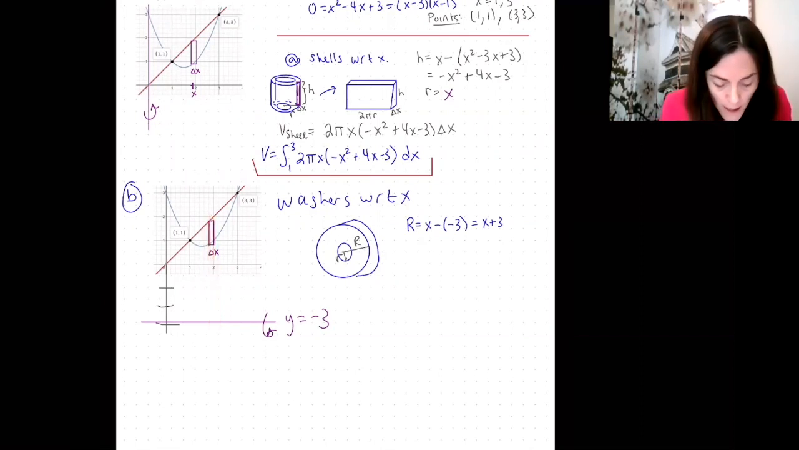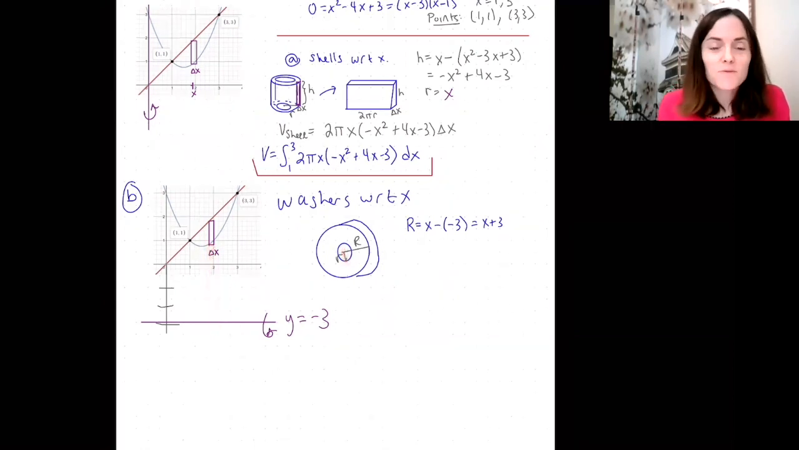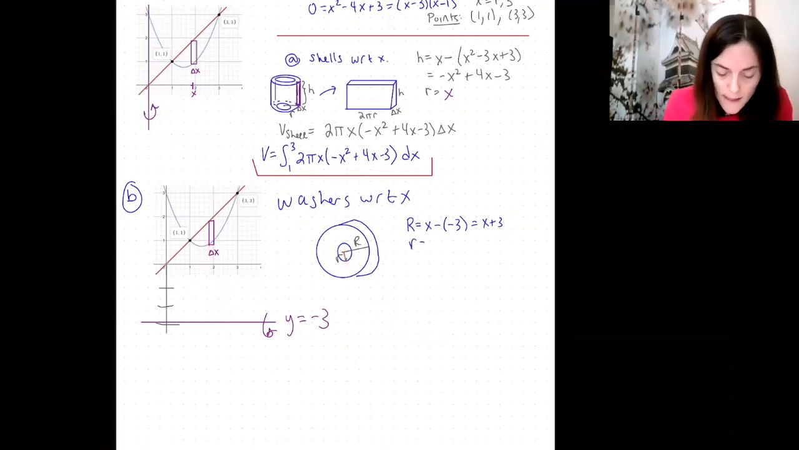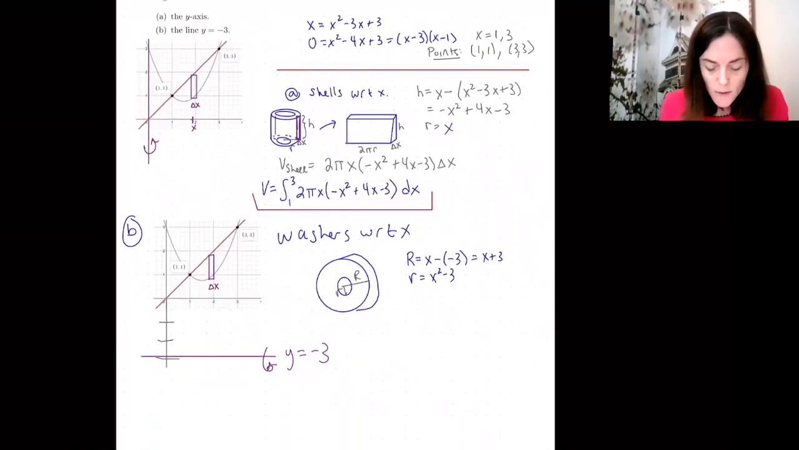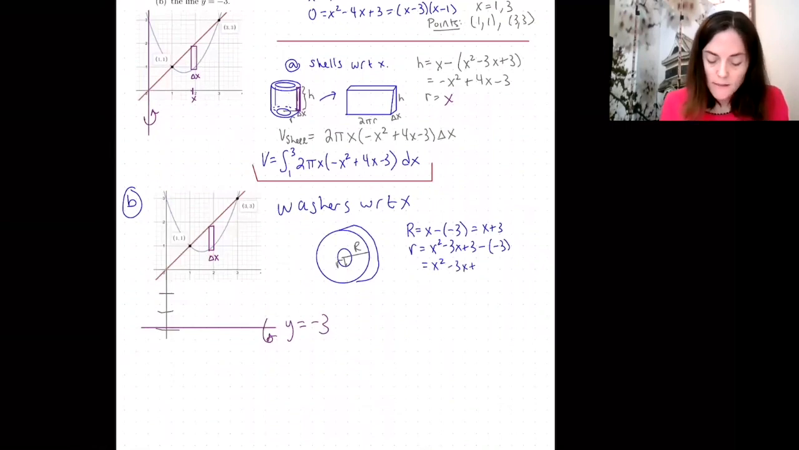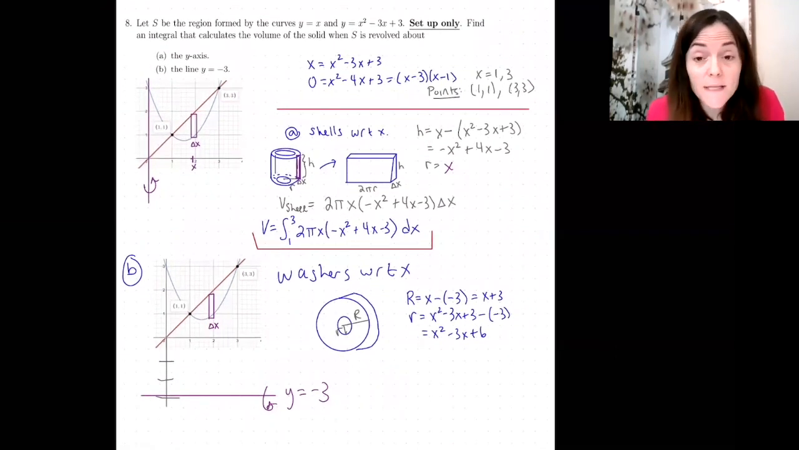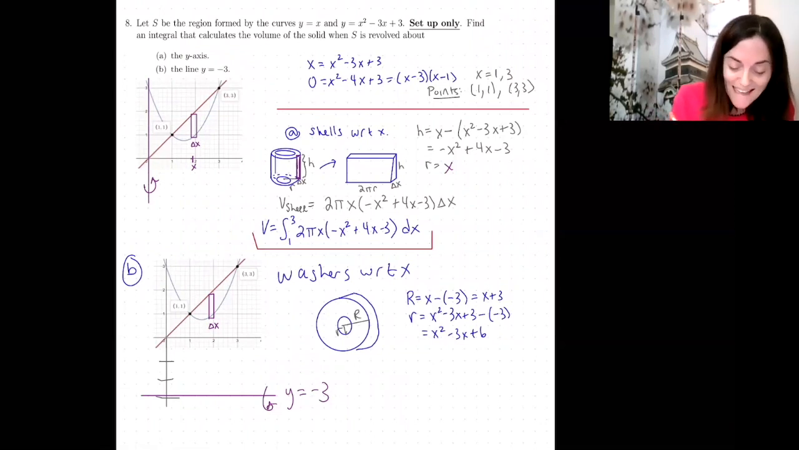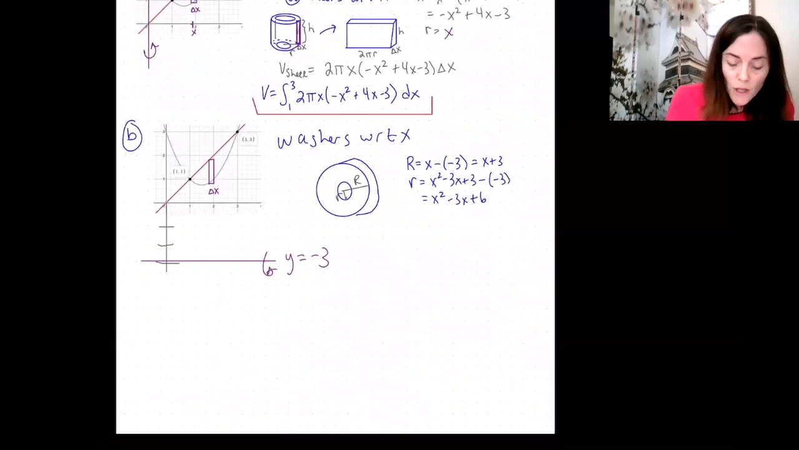And then little r goes from the center to this right here. In my picture, it's from the center to this lower edge of this representative rectangle. Little r is this function, x squared minus 3x plus 3 minus -3. Or you can write it as x squared minus 3x plus 6, okay? And then the final step here, well, first, actually, I'm going to do 2 steps. I take that back. Let's write the volume of a washer. Generally, what is the volume of a washer?